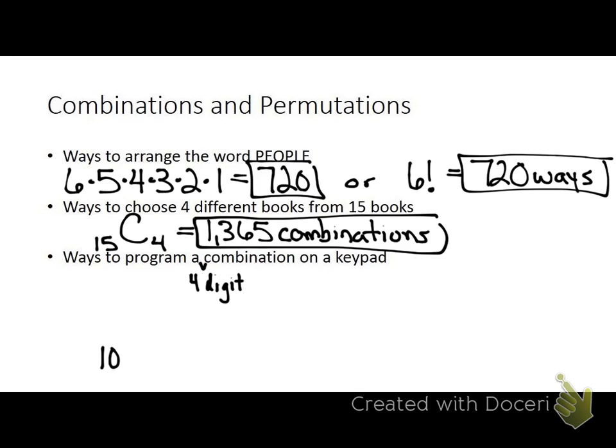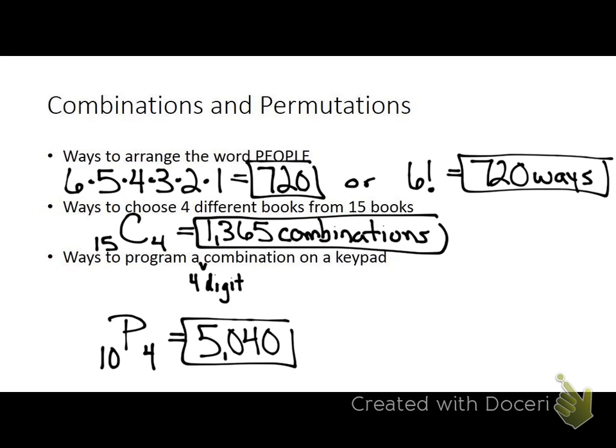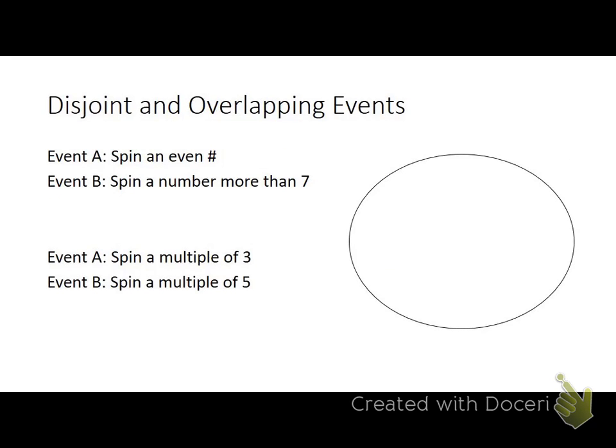10. 1 through 9, and then the 0. So you have 10 digits on a keypad. You're going to need to know that. It is now a permutation because order will matter to get the correct combination. And you're selecting 4 of those digits to be a part of your code. So 10P4 equals 5,040 possible combinations.